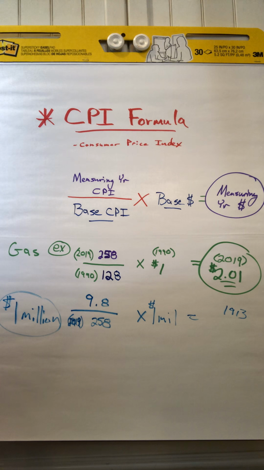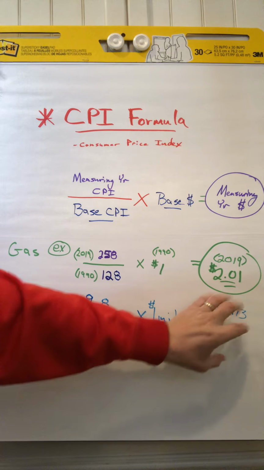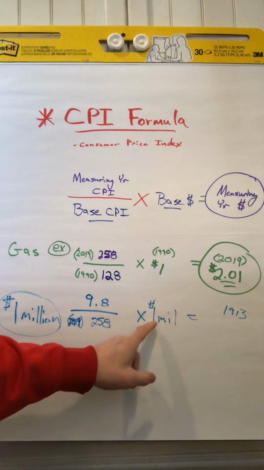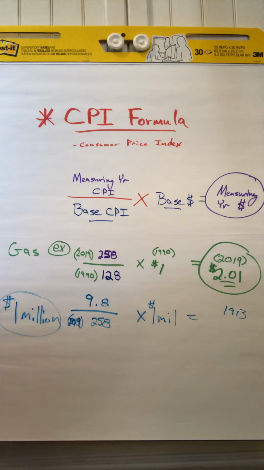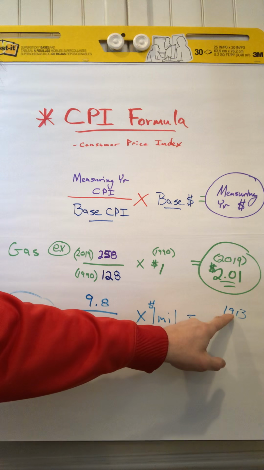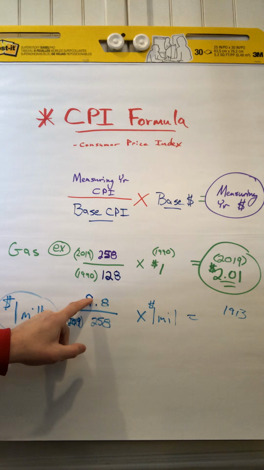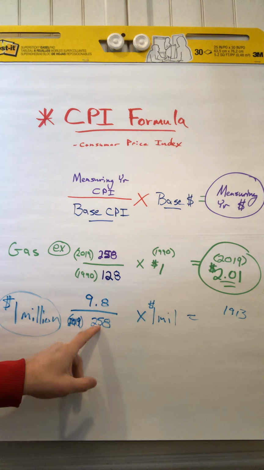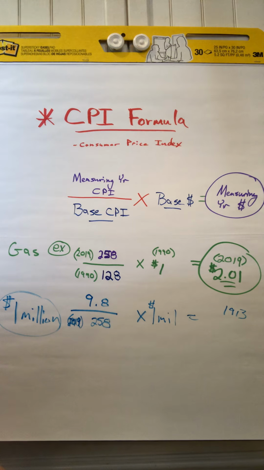Of course you always start here. I say in 1913, I want to know what $1 million today will be in 1913. So that's the answer I need to get. So I take the 1913 CPI and put it up here. Then I take the other information, the year that we're trying to compare it to, and put it in here. All right, hopefully that helps.